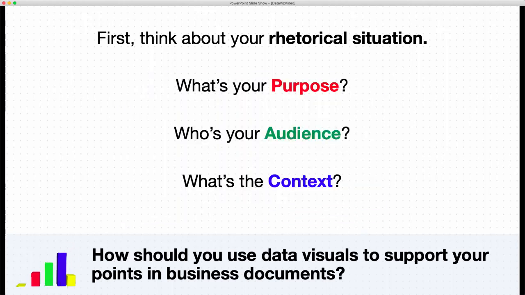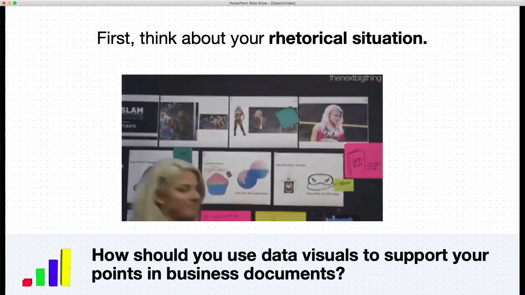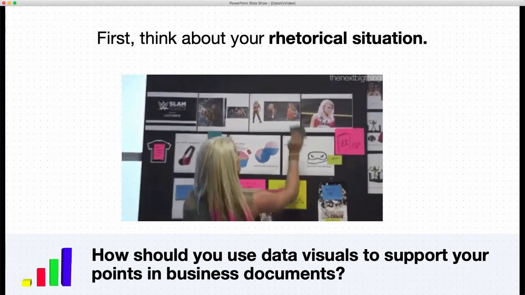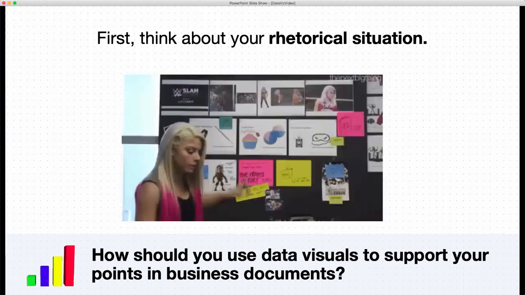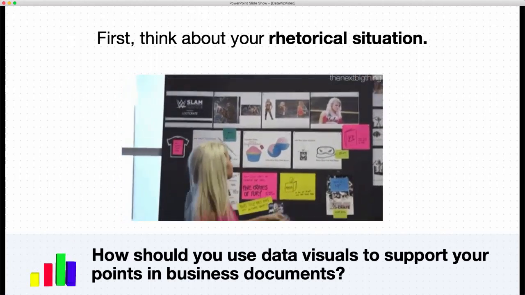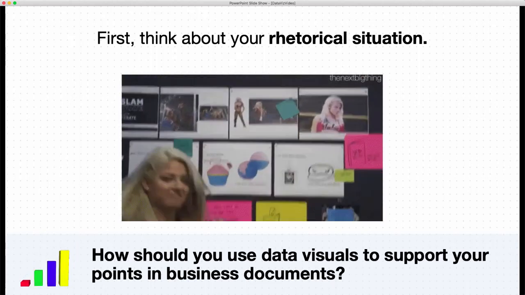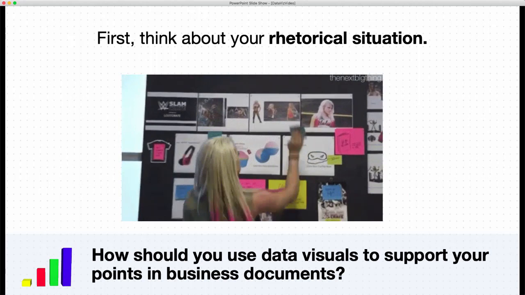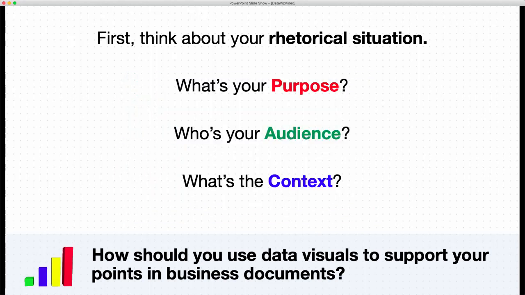And then finally, you got to ask yourself, what's the context? In what situation is this being presented? Is it on a big old board here with lots and lots of things? Is it being presented in a paper? Is it being presented in a big old pitch deck? Is the audience excited about it? Are they not excited about it? Those can all contribute to how you are going to be using a data visual. So, rhetorical situation, purpose, audience, and context is the first thing you always want to consider.